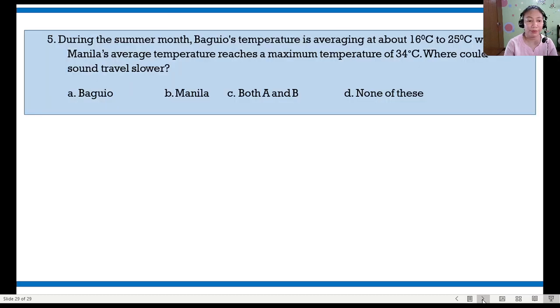Next, number 5. During the summer months, Baguio's temperature is averaging about 16 degrees Celsius to 25 degrees Celsius, while Manila's average temperature reaches a maximum of 34 degrees Celsius. Where could sound travel slower? A. Baguio. B. Manila. C. Both A and B. D. None of these. After answering, let's now check.